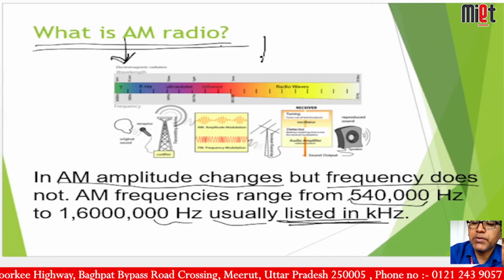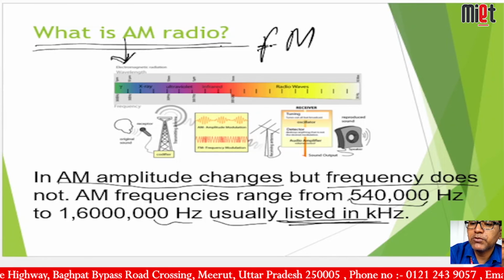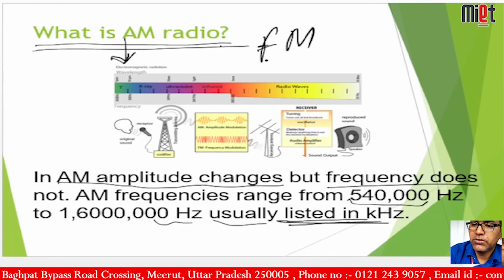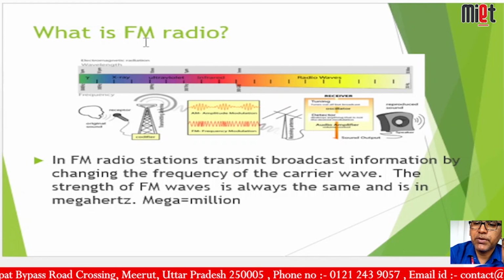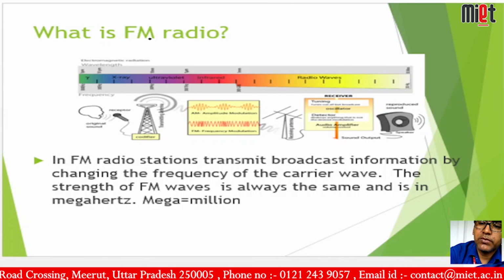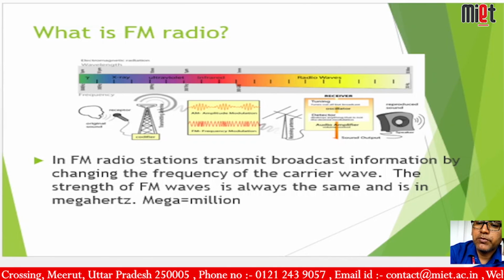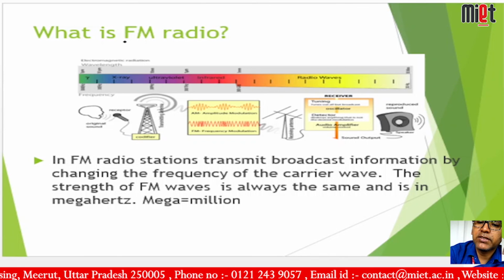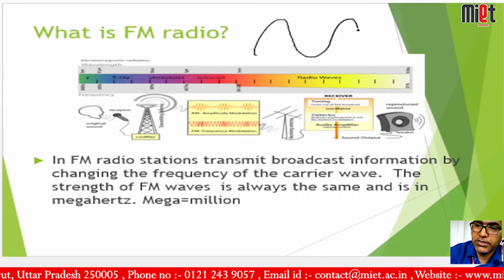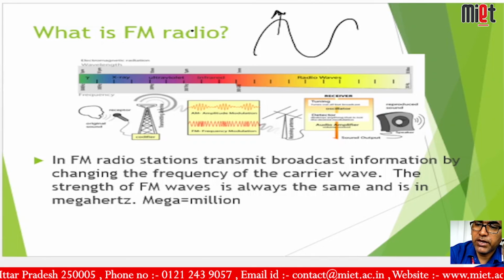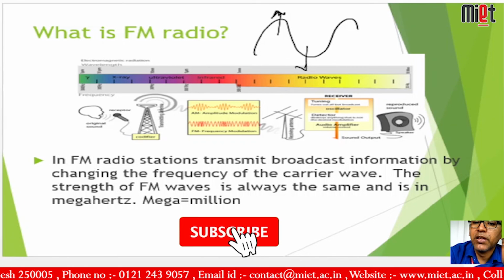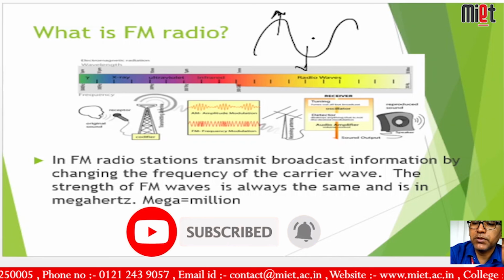Other than AM signal is FM signal. In FM signal, the frequency of the carrier signal is modulated according to the information signal. That will be called FM signal. Next one is FM radio. In this particular technology, the amplitude of the carrier signal is not changed, but instead the frequency of the carrier signal is changed according to the amplitude of the message signal. If this is the message signal, at this particular point the carrier signal will have maximum frequency, and at this point the carrier signal will have minimum frequency, while transmission between transmitter and receiver is taking place.